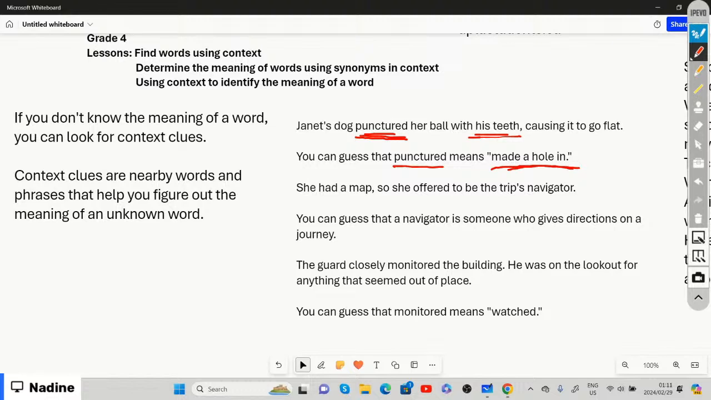Unless you're playing catch with the ball, then of course it's not going to, because then the dog is not going to bite the ball. He's just going to pick up the ball and hold it with his mouth or his teeth. But if he or she bites it, the dog, then of course it will create a hole.